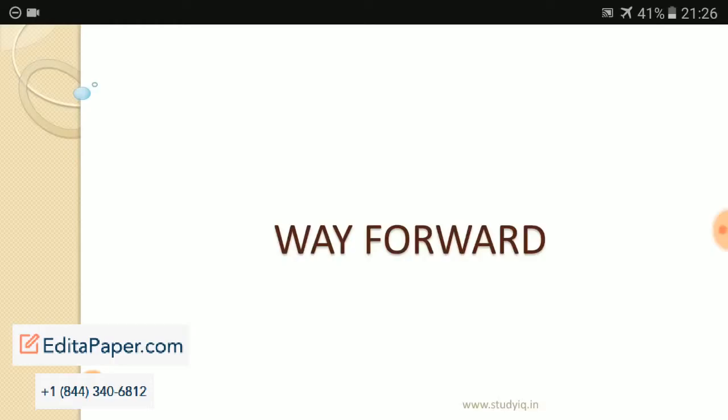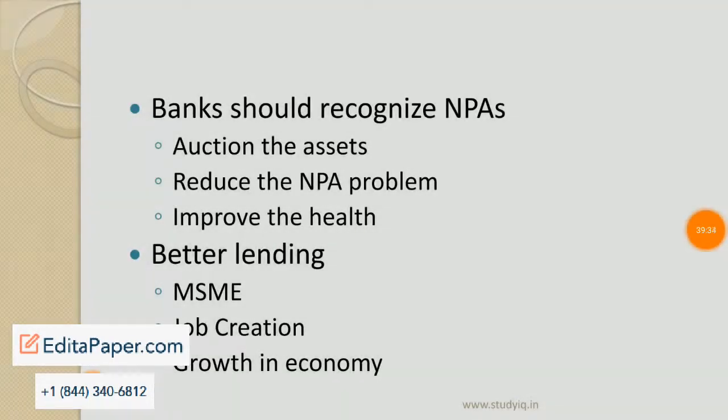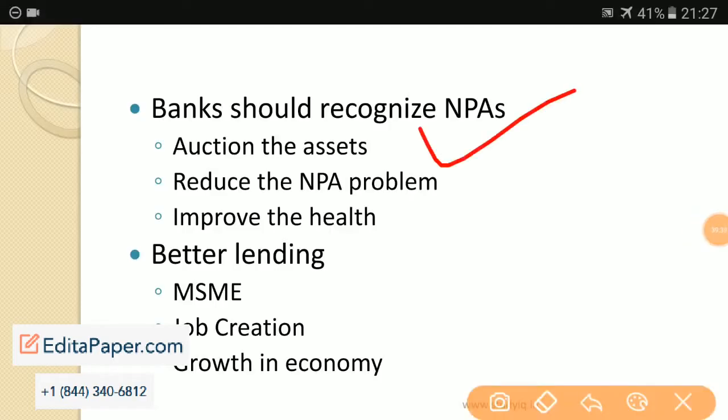So the first solution is that banks should recognize NPAs. Now because they have a larger capital base, they should recognize the NPA problem and auction the assets. Once they have recognized the NPAs, they should take the collateral from the defaulters and auction it, be it a highway project, hydropower project, or any other collateral, coal field, coal mine, whatever the project is.